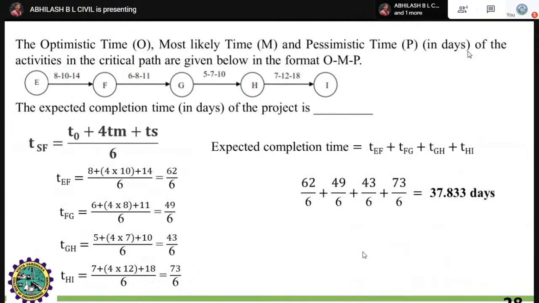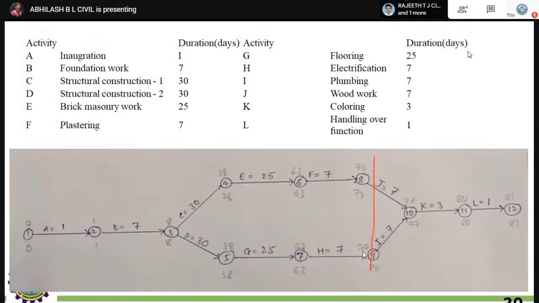You have to do some working here. Early start time and early finish time. You can see this is the 5 to 7 part. You have to consider the first activity, that is 38. 38 minus 38 is 0. Similarly, you have to consider this 11 to 12 also. 80 minus 80, both are 0, right?